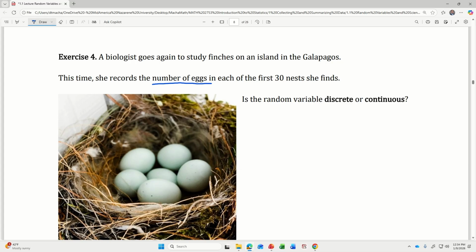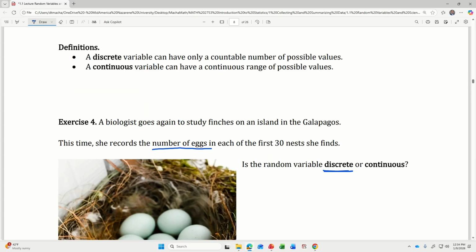You're right. Very good. This is a discrete random variable because the number of eggs we find can only have a countable number of possible values. I either have 0 eggs, or maybe I find 1 egg, or maybe I find 3 eggs, or 7 eggs, but there's only a countable number of possible outcomes. I'm not going to find 3.14159 eggs, right? So it is discrete and not continuous.